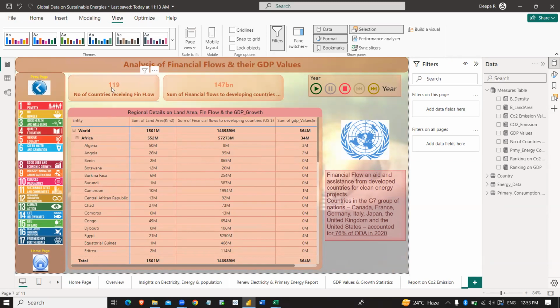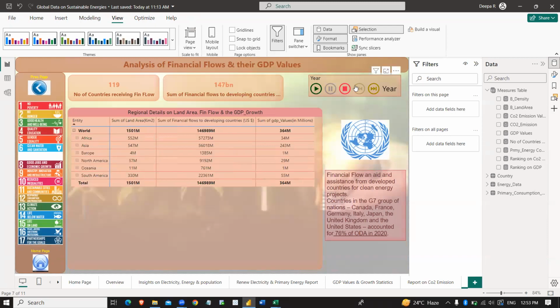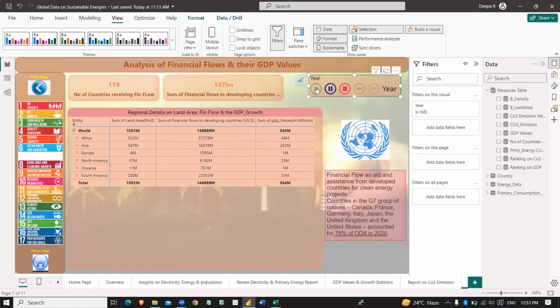Okay, and among 176 countries, 119 countries are receiving the financial flow, and here is the total amount of financial flows to developing countries. So this also can be played; I have given the play axis over here, where the values will be shown according to the years from 2000 to 2020. Okay, so you can see according to this one, the values of any country will be changing.